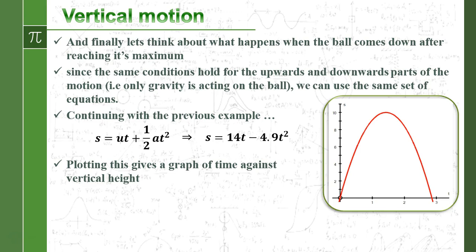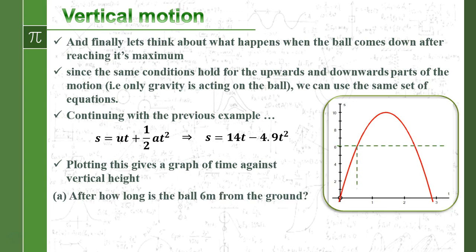What you can see clearly there is a maximum height, which is 10 meters. And you can see that it's quadratic, so it's symmetrical, so what goes up must come down in the same way. Let's now have a think about what's going on with the question. Let's ask the question: after how long is the ball 6 meters from the ground? There it is on our graph.